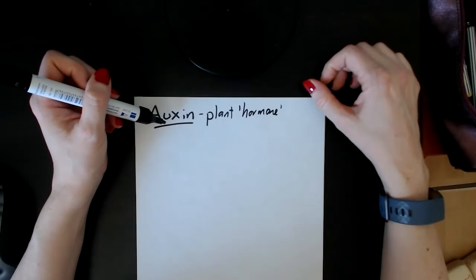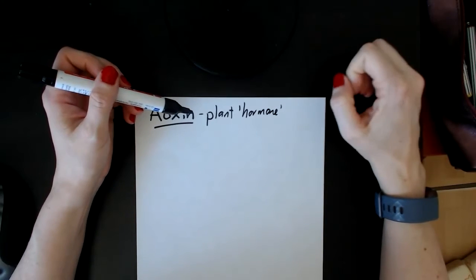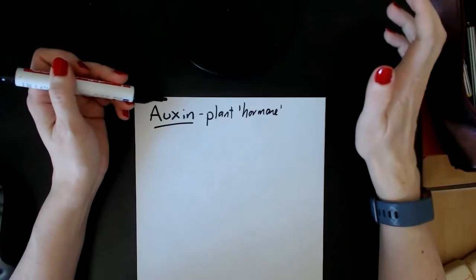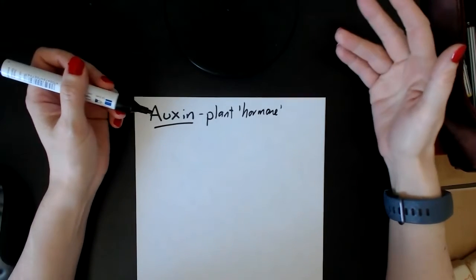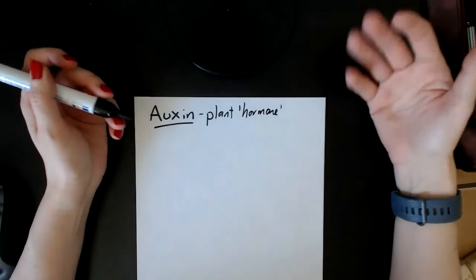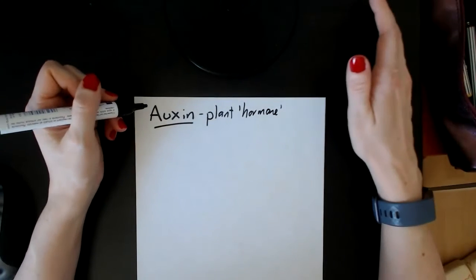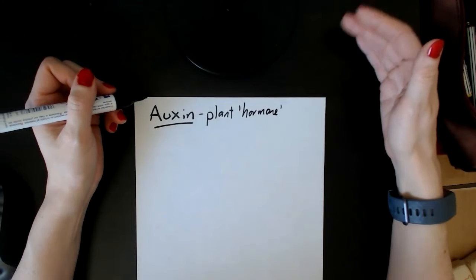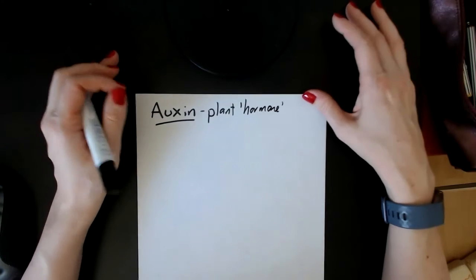And the reason it's not a hormone is because if you watched my hormone video a couple of weeks ago, I said that hormones have to be produced by a gland and they travel in the blood. Plants don't have glands and they don't have blood. So technically, auxin is not really a hormone, but it is a chemical that aids the response of plants to their surroundings.